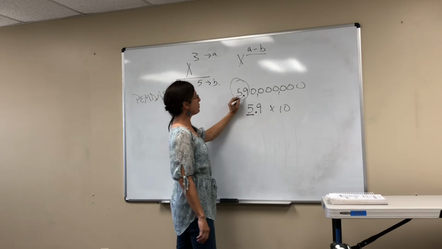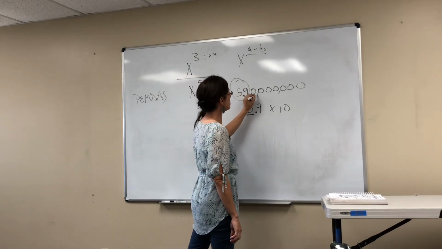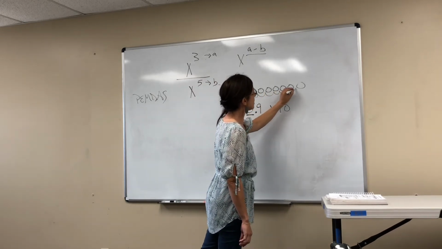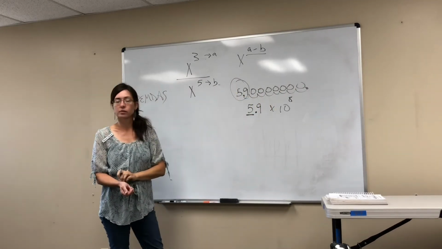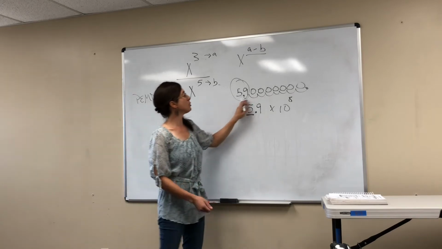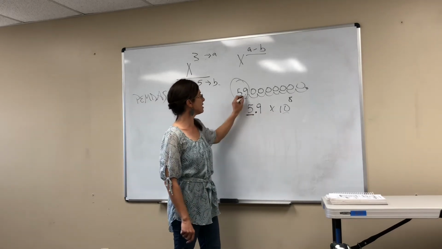So I've got 5.9. How many times would I move this? 1, 2, 3, 4, 5, 6, 7, 8. So 10 to the 8th power. Why is it 10? Well, it's always multiplied times 10 because 10 gives us the zeros.